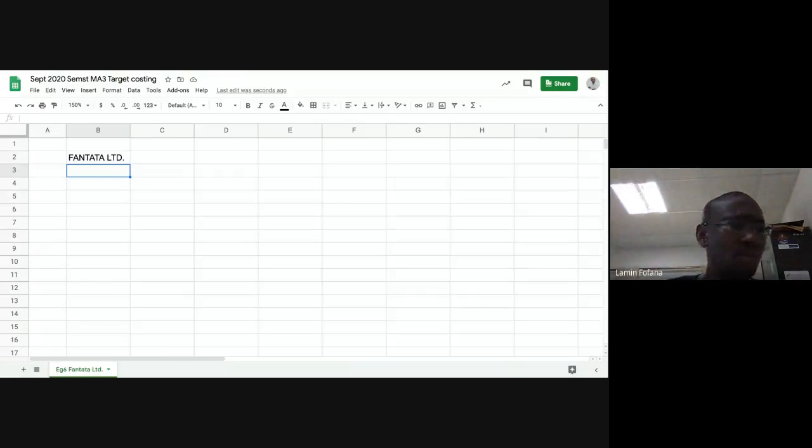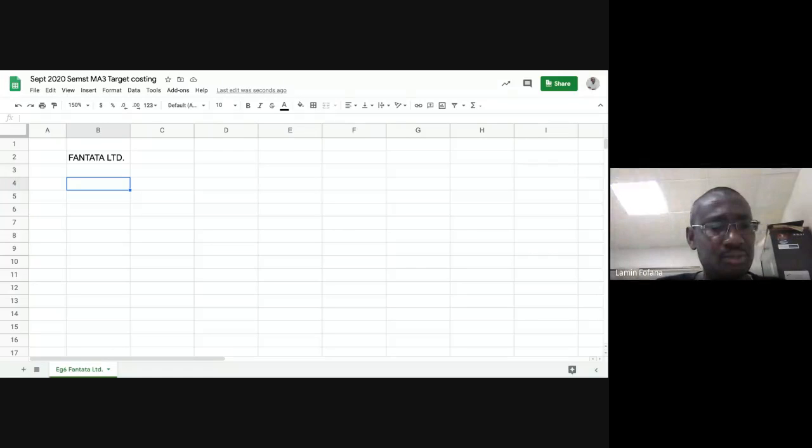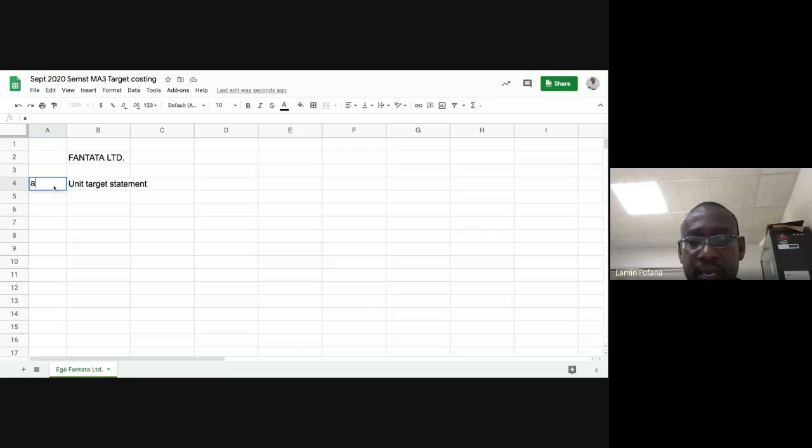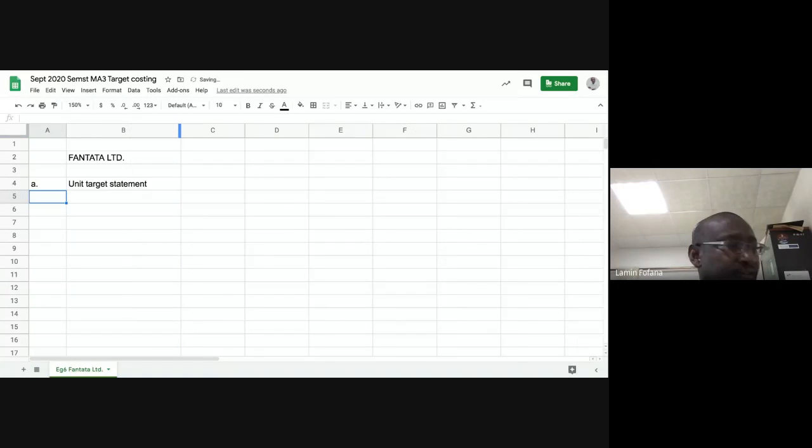And what's the statement that we're supposed to produce? We're supposed to produce a target cost statement. We're going to produce our unit target cost statement. Yeah. So we require to produce a unit target cost statement. Okay. So this is our A. So I'm going to put A here. So I'll expand this a bit so that it can fit on here. Okay, so this is the column we're going to use for our numbers.